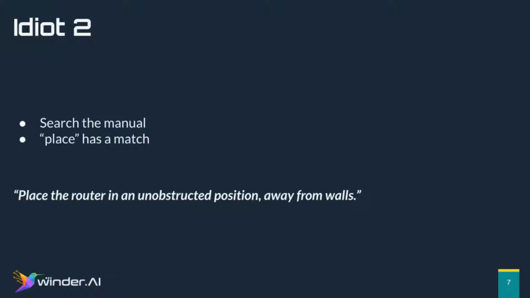Idiot number two, the one that uses the search engine, well, they think, let me search the manual. And so they search the manual for some of these keywords, and the word place or placement is in there. So they must be talking about placement. Imagine that ranking the highest in the search engine. So they're going to return the words for that segment of the manual. So the answer here is: place the router in an unobstructed position away from walls, which is contained within every router manual everywhere. Nothing to do with microwaves, nothing to do with the internet.